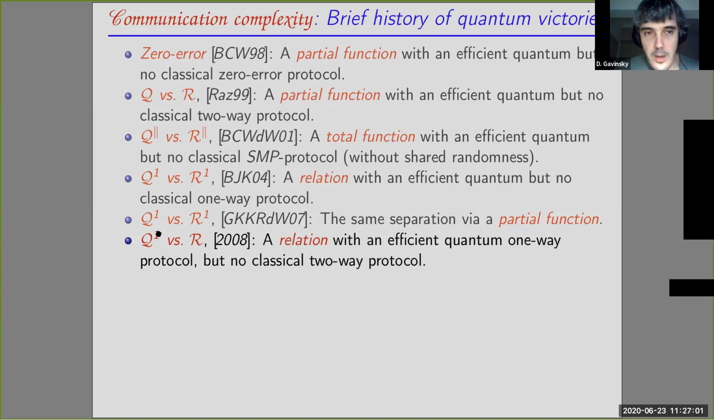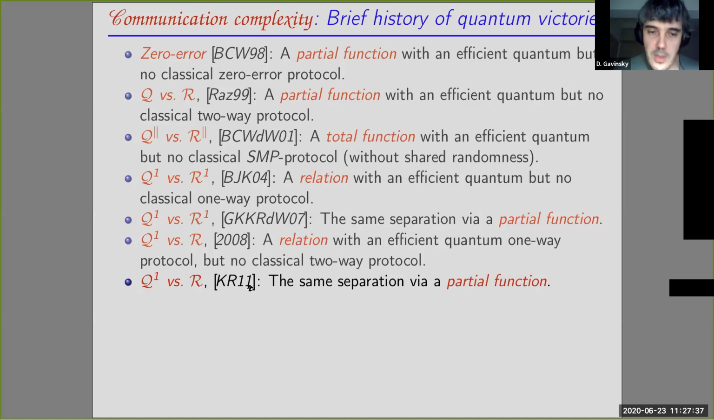You can see here that we are entering a new type of separations, new terrain, if you wish, where the layout of communication complexity models is going in favor of classical. So even though here quantum is just one-way and classical is two-way interactive, nevertheless, for some specific problem, a relational one again, even the more restricted version of quantum offers exponential advantage. 3 years later, 2011, Gavinsky and Regev did the same separation via a partial function. Again, as before, this is a strengthening because the object type is more restricted.